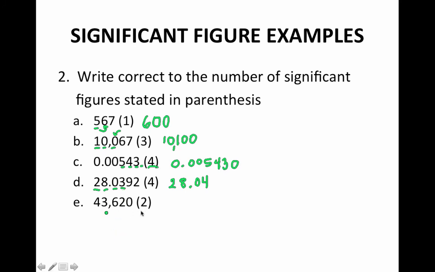In my last example here, 43,620, if I want it to be in 2 significant figures, I start with the largest place value, I count 2, and then I look to the number to the right of it, which is 6, greater than 5, so I need to round this number up. It becomes 44,000.